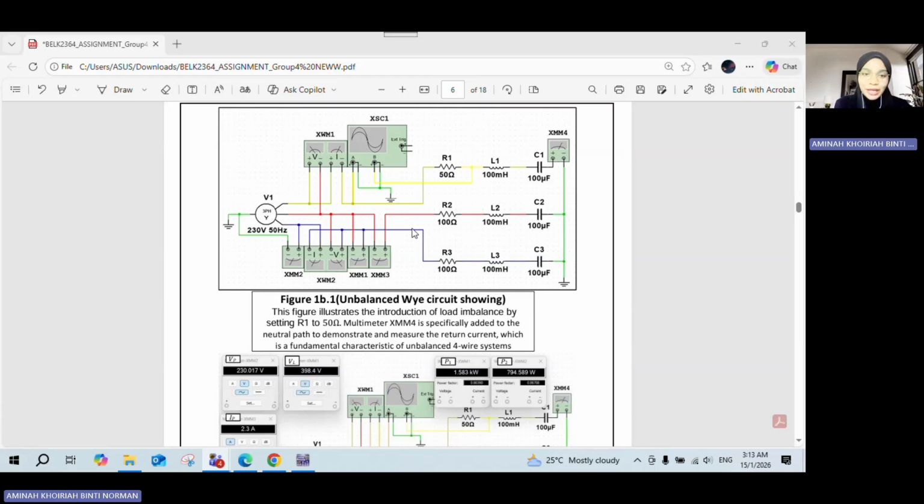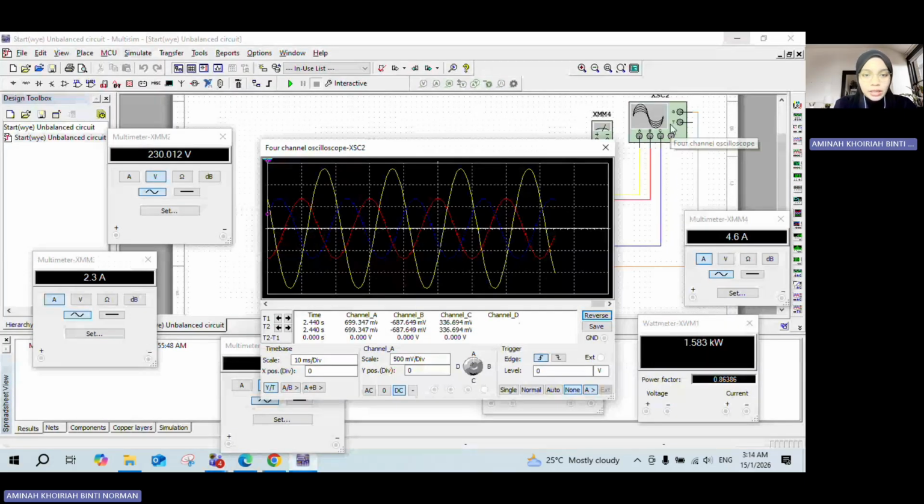I am Amina, and my matrix number is B112410393. For my part, I will explain about the unbalanced star circuit, which is the wye circuit. We can see from this circuit, it is a three-phase circuit with unbalanced load, that we can see from the R1 value being 50 ohm and the other values 100 ohm. We will get the waveform for the unbalanced circuit.